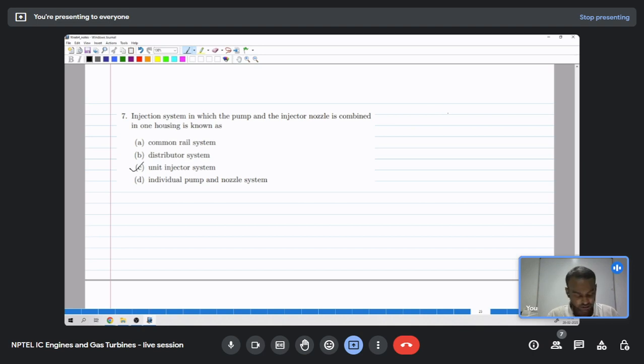In the case of a unit injector, for every cylinder there will be a cam-driven lobe, and there will be a plunger which is in contact with the cam and moves vertically to compress the fuel, and then you have the injection system. So this actually will be inverted.